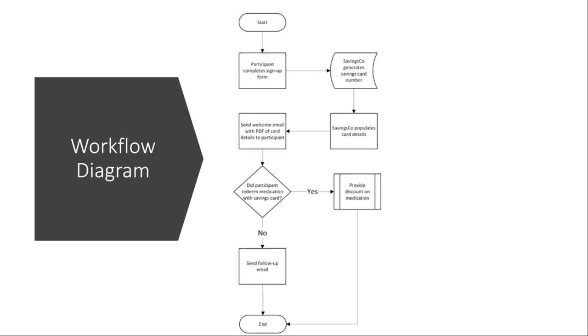So here's our workflow diagram. And I know it's kind of hard to see, but what we would have here is the steps that would be taken to be able to use this savings card. So first, when we start the process, the participant completes the sign up form. And when they submit that, simultaneously in the background, the Savings API will call Savings and generate a savings card number. And then that number would populate the card details, which will then be sent as a PDF file to the email address of the person who signed up. And so now they have an online, digital version of the savings card.